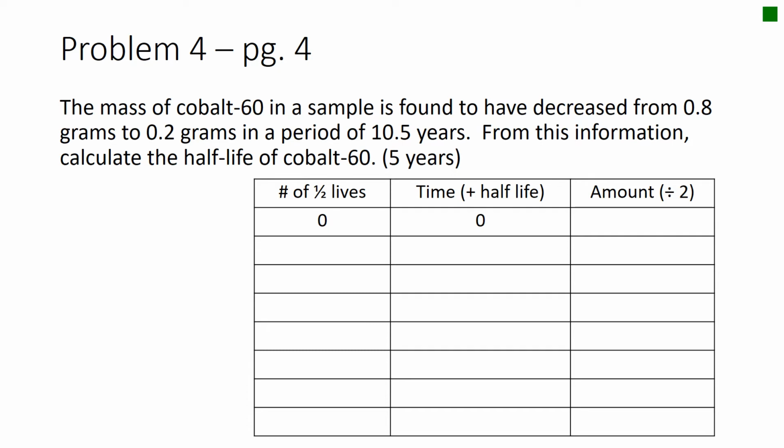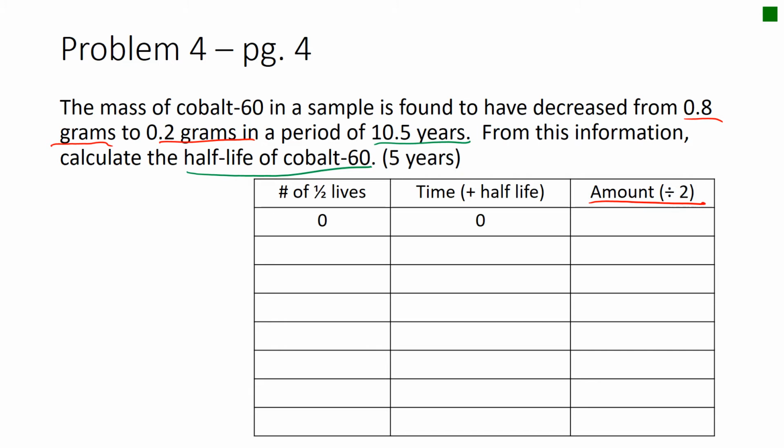Let's try problem 4 on page number 4. The mass of cobalt-60 in a sample is found to have decreased from 0.8 grams to 0.2 grams. So right away, I see 2 amounts, in a period of 10.5 years. From this information, calculate the half-life. So this one, we're going to have to actually calculate the half-life. So I need to figure out my time component.